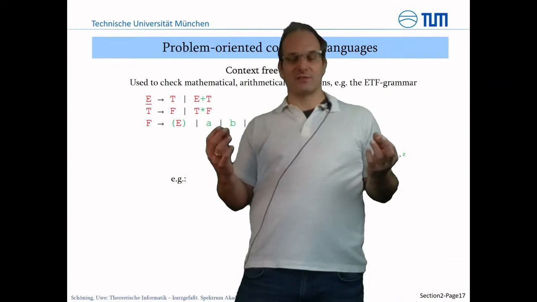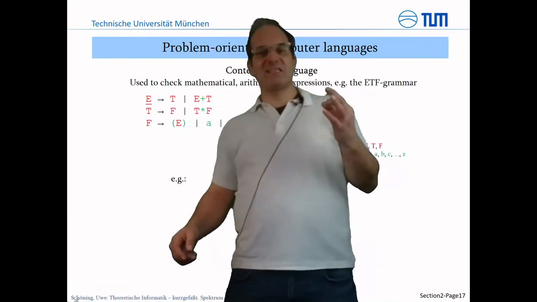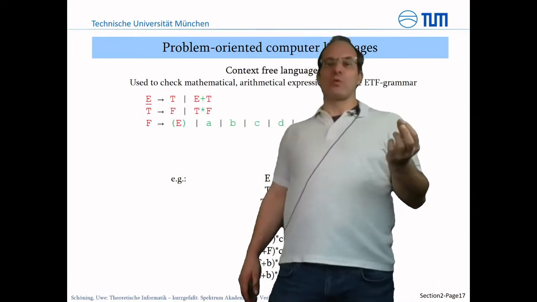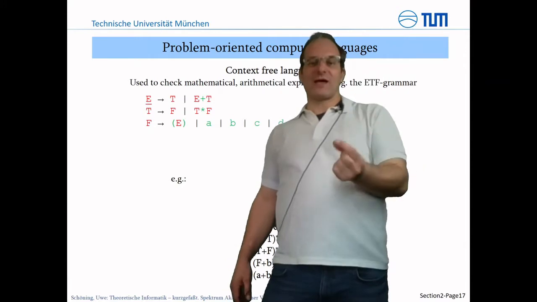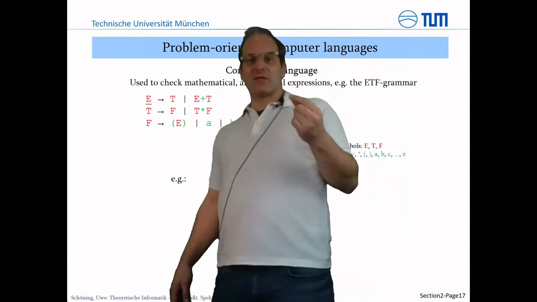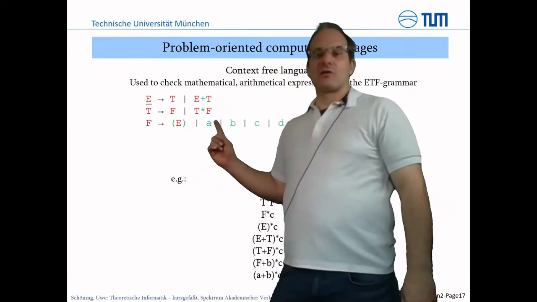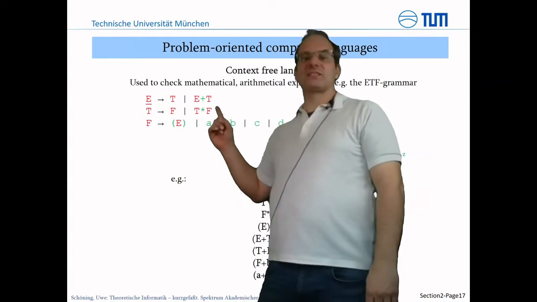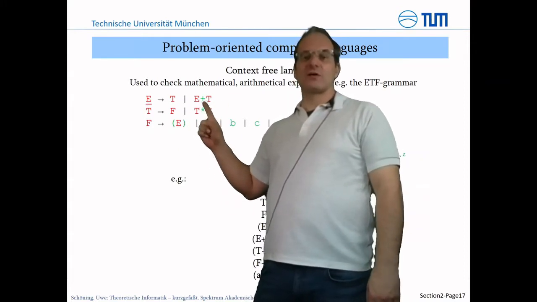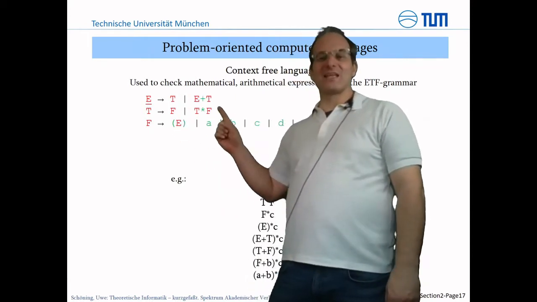And a very, very, very famous one is the ETF grammar. So the ETF grammar is a simple way to check plus and multiplication terms if they are correct in combination with parentheses. And it looks now like this. And you see here, for example, I marked it again with colors. So you see here again that now the rule is a little bit extended.